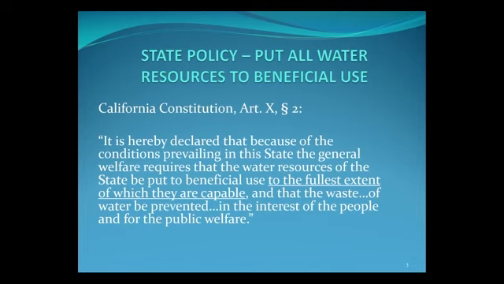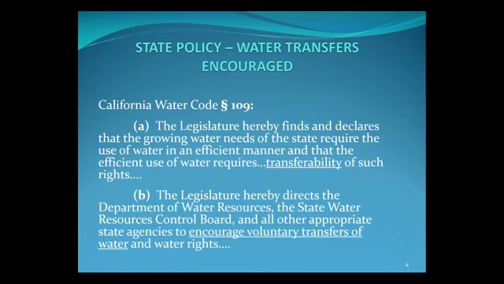With respect to the state policy on putting water resources to beneficial use, I cite Article 10, Section 2 of the California Constitution. It says it is hereby declared that because of the condition prevailing in the state, the general welfare requires that the water resources of the state be put to beneficial use to the fullest extent of which they are capable, and that the waste of water be prevented in the interest of the people and so forth.